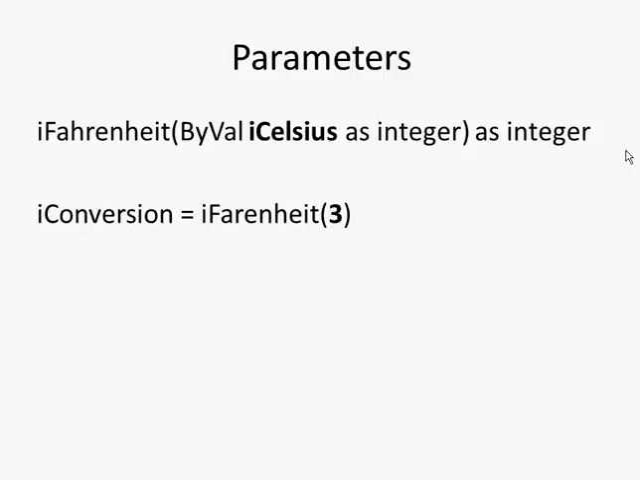Anyway, here is the parameter being passed, or a value being passed into the parameter of this function, which is called iFahrenheit. It's expecting the value of the temperature in Celsius to be passed into it, and I guess it's going to return the Fahrenheit value for that. So here we can see it being called, and it's being assigned to the value of a variable called iConversion. So iConversion equals the result of the function iFahrenheit with 3 passed in as the iCelsius parameter.